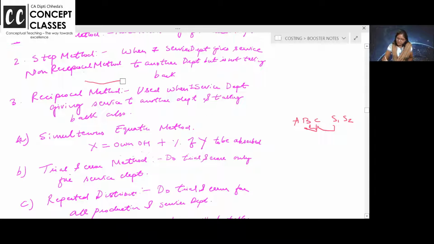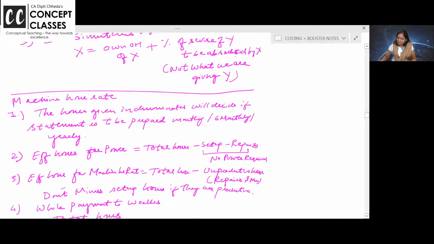One second, dear student. Yeah, S1 is giving service to A, B, C only. S2 is giving service to S1 also. So, pehle S2 ka service sabko de do, phir S1 ka service yahan do. So, it looks like a step. That's why it's called a step method, and it is used when one service department is giving service to another, but it is not taking back. Theek hai? So how many methods have we seen? Direct method and then this method.